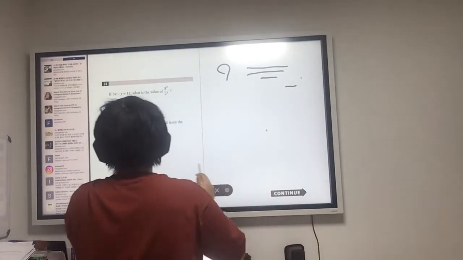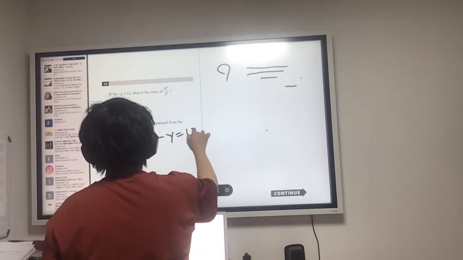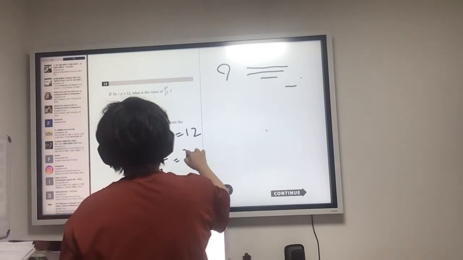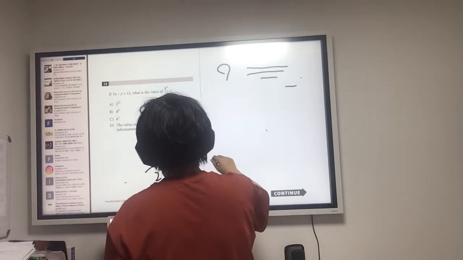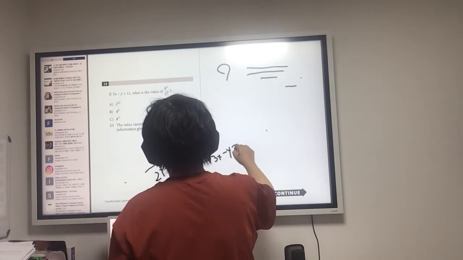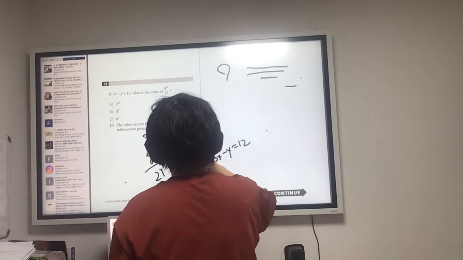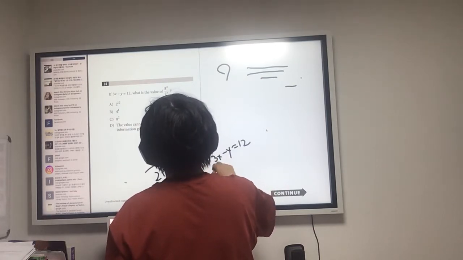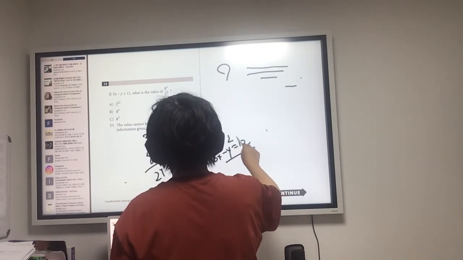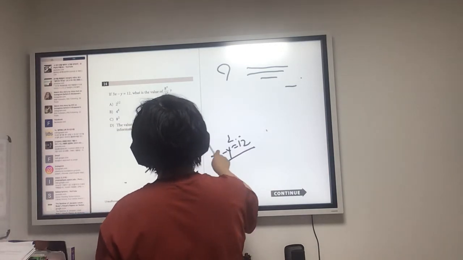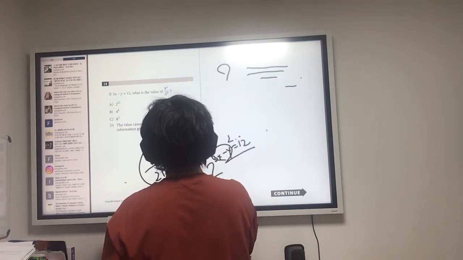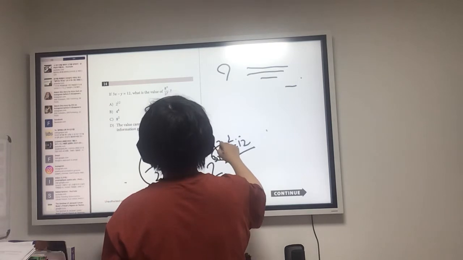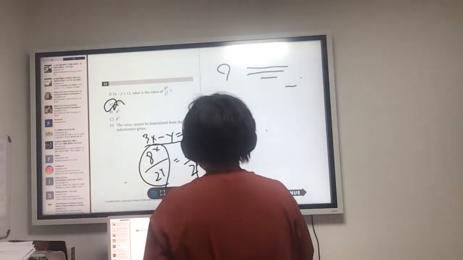And then the next one: 3x minus y equals 12, and we want 2 to the power of 3x minus y. What's the value of this? 3x minus y is 12, so 2 to the power of 12.